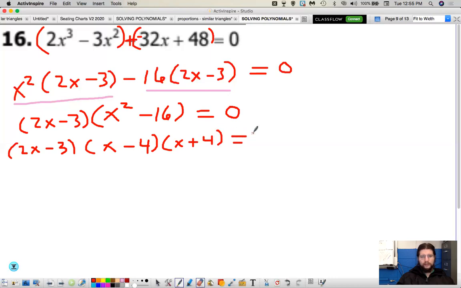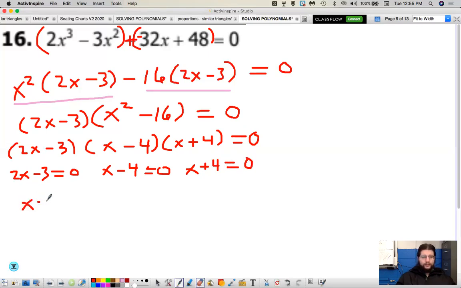I get 3 nice answers on this one. Well, nice as in rational at least. 2x minus 3 equals 0. X minus 4 equals 0. And x plus 4 equals 0. Let's not get ahead of myself. Solve it. X is 3 halves. It's linear. If you can't solve linear, whew. X is 4. X is negative 4. There's my 3 answers. Cubic.